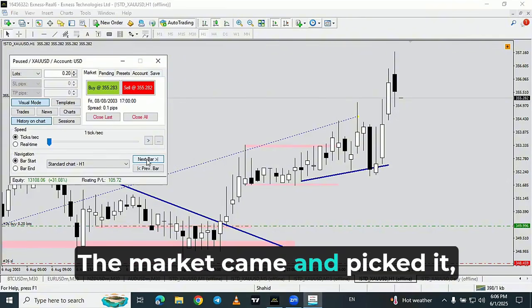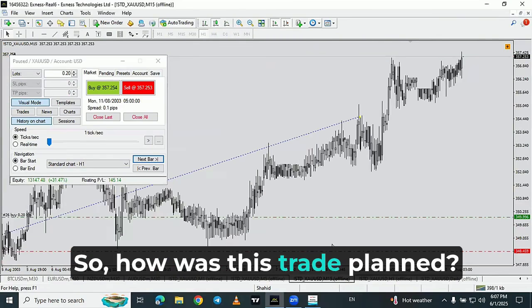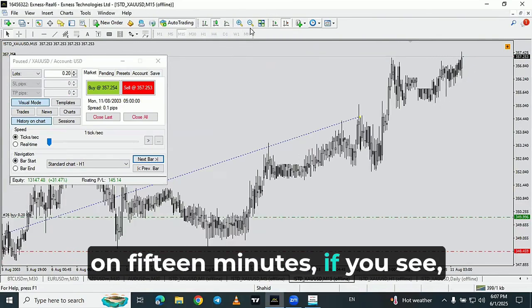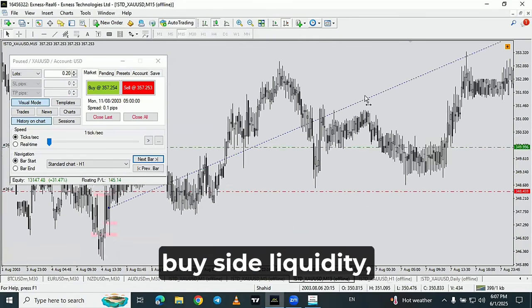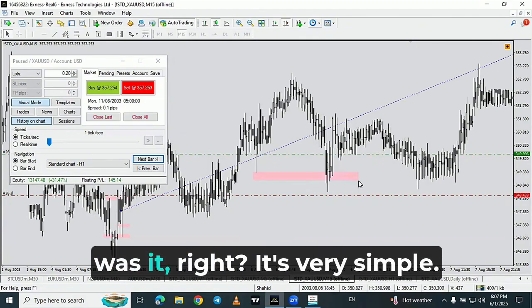The market came and picked it, no problem, our trade is still going. So how was this trade planned? If we see here on 15 minutes, the sell side liquidity, buy side liquidity, and this liquidity, this was it, right? It's very simple.